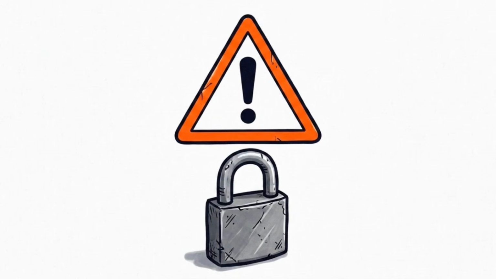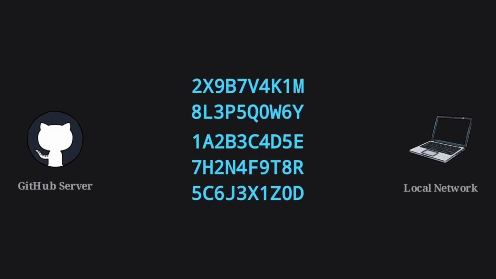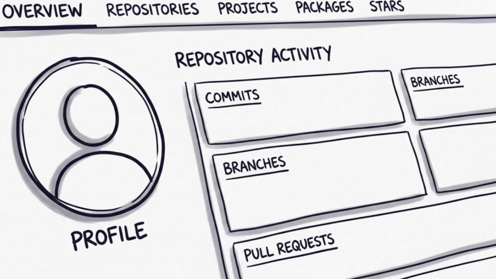Do not share this token with anyone. If someone else gets this code, they gain immediate access to your virtual environment. This specific string of characters creates a secure bridge, linking an isolated GitHub server directly to your local network.